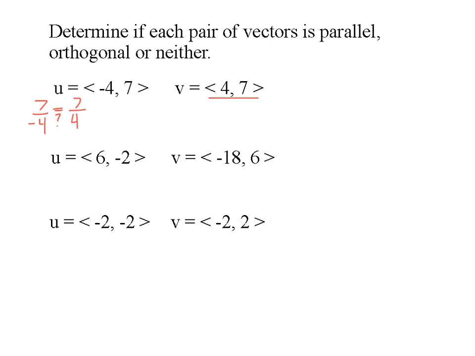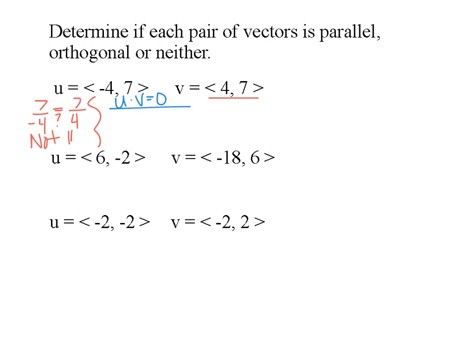Now, they would have to be the same sign as well. Since this first one is negative, then we know it's not going to be parallel. All right, so now let's see if the dot product is 0. So does u dot v equal 0? Do you guys remember what that means? That would mean it's orthogonal. So let's test that next.